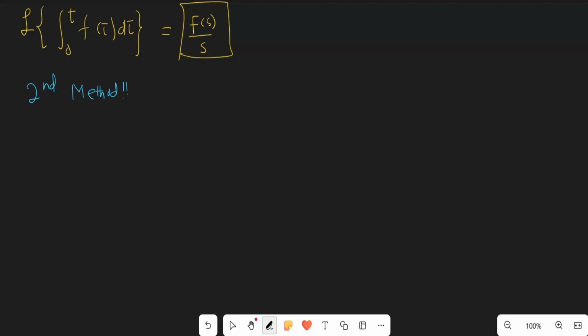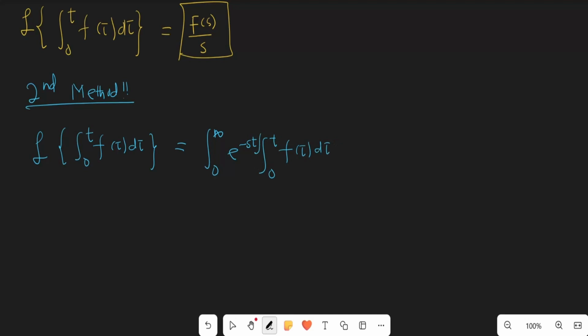The second method, this is what we have. Now let me write the definition again. The Laplace transform of the integral from 0 to t of f of tau d tau is equal to the integral from 0 to infinity of e to the negative st, multiplied by the integral from 0 to t of f of tau d tau, and then we are going to multiply by dt outside.